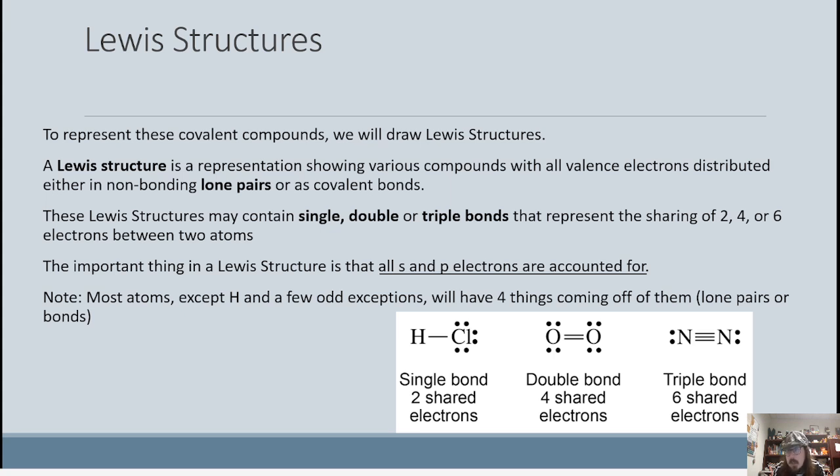Oxygen, each oxygen has 6 electrons. So each oxygen is sharing 2 electrons with its mate to give it 8. So we have 2 lone pairs on each oxygen plus a double bond. 4 plus 4 makes 8. And nitrogen, with its 5 valence electrons, shares 3 with its mate. 3 plus 3 is 6, plus another 2 is 8. Each nitrogen has 8. All of these guys are stable structures. It's a stable Lewis structure.